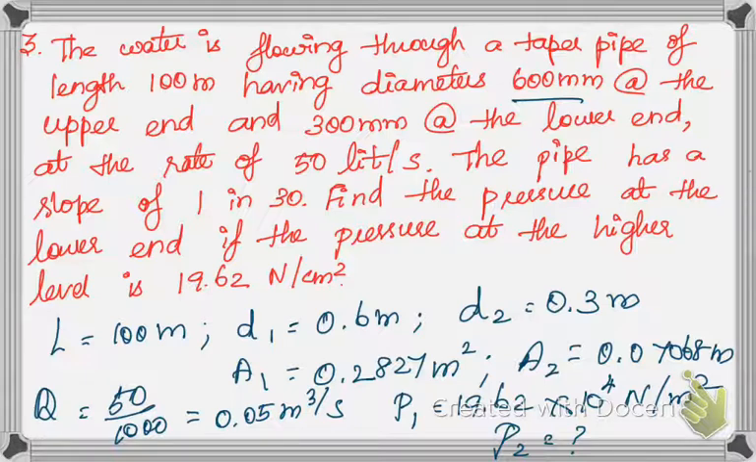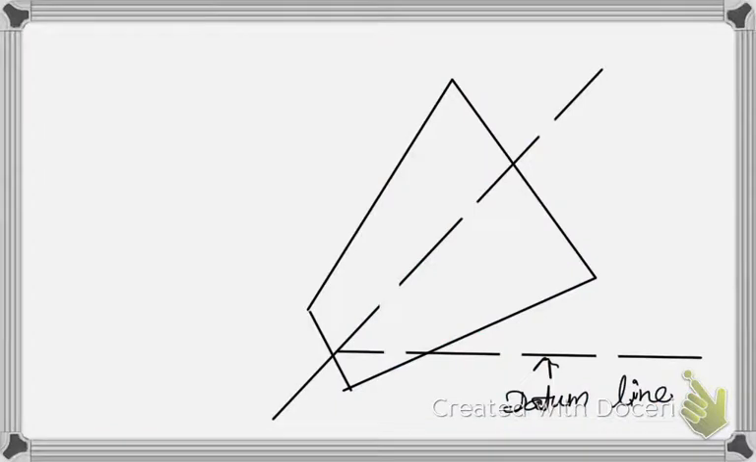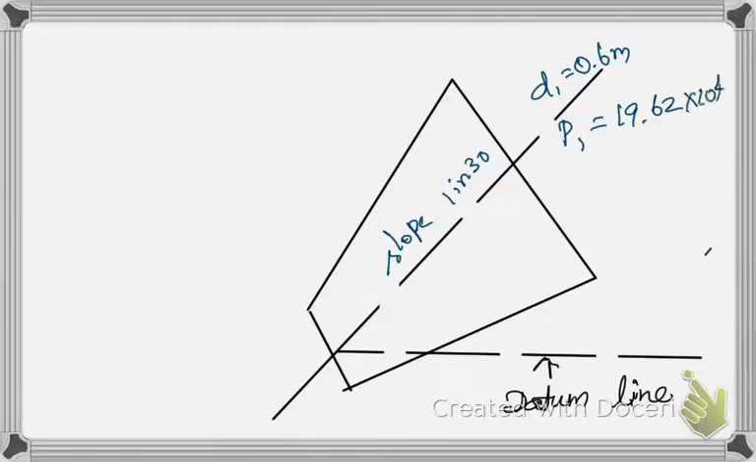So before going into that, we have to draw the diagram. I have drawn a diagram like this. This slope will be 1 in 30, and here D1 is equal to 0.6 meter and P1 is equal to 19.62 into 10 power 4 Newton per meter square. Similarly, D2 is equal to 0.3 meter, and they have given the length as 100 meter. We have to write all those things and draw a diagram.